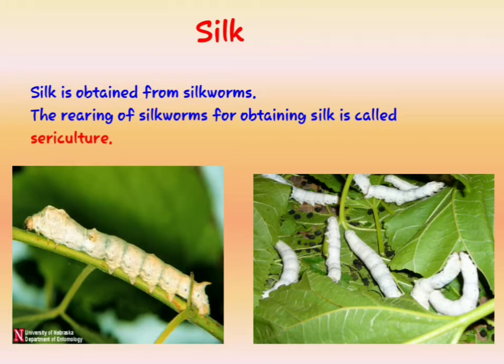Yes. You may know this as a worm, or some say it is a larva, or some say it is a caterpillar. I know that you have learned in your lower classes that the young one of a butterfly is called a larva or caterpillar. Yes, of course. The young ones of insects are nothing but larvae. Okay, so silk is also obtained from the silkworm, and this silkworm has different stages.